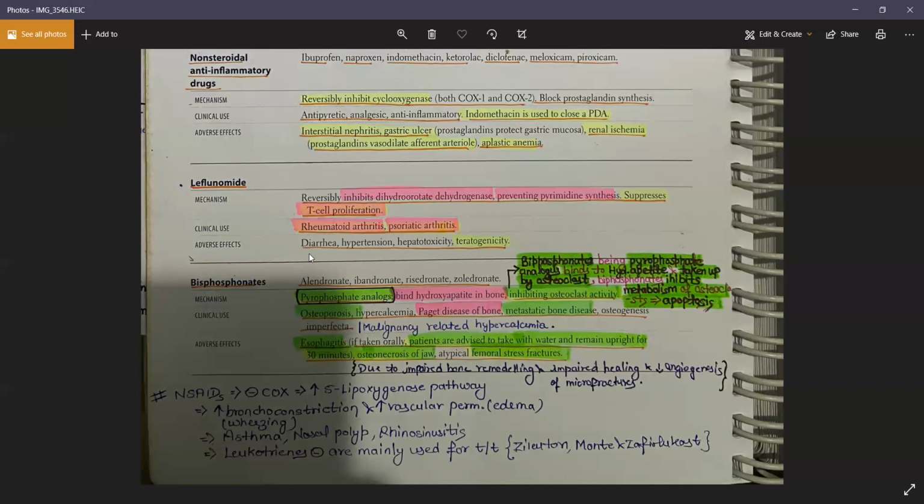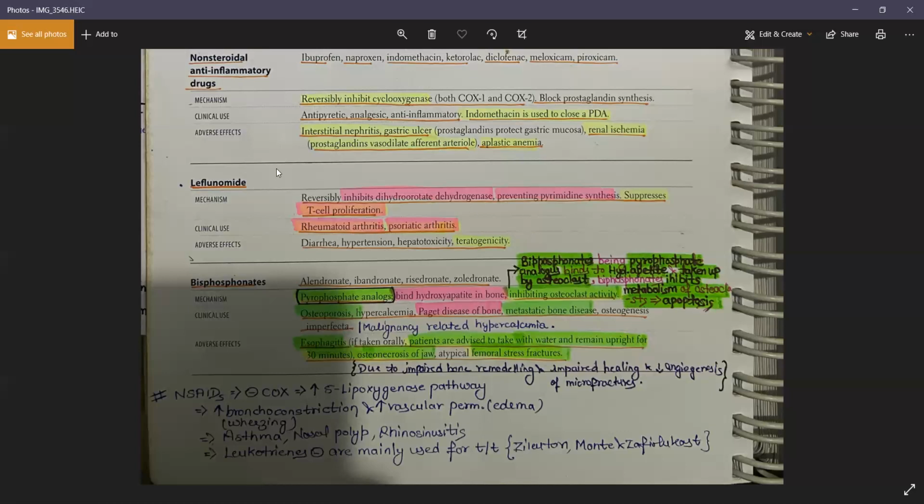Side effects include diarrhea, hypertension, hepatotoxicity, and teratogenicity, because of course they are inhibiting all the cells which have the potential to divide, right? Like my GI cells, like my liver, like my kidney also can get damaged. Hypertension can happen, and teratogenic effects are also there. Any doubt on the leflunomide?